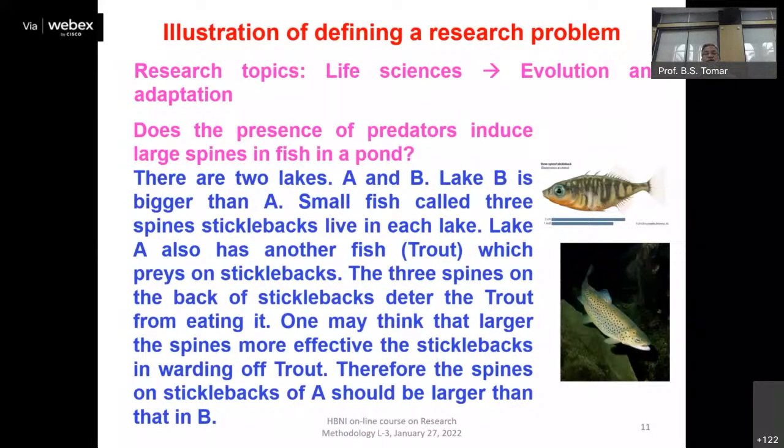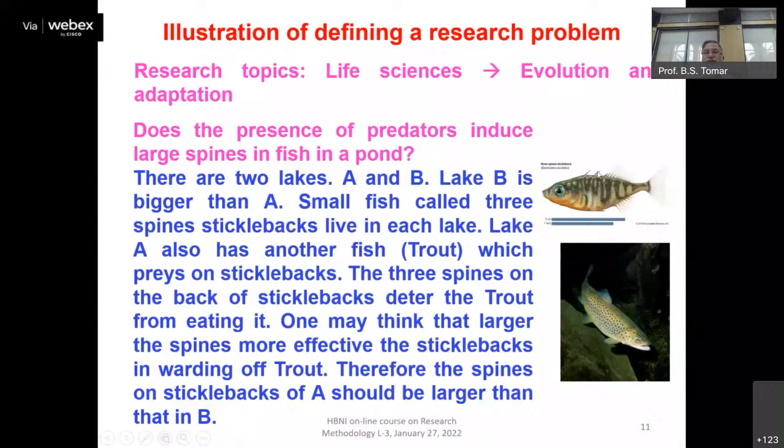Another research problem which I have taken from one of the books, a very interesting one. This is a topic of life sciences, evolution and adaptation, how different species adapt to changing scenarios. There are two lakes called A lake and B lake, and lake B is bigger than lake A. And there's a small fish called three-spined sticklebacks, the upper one.